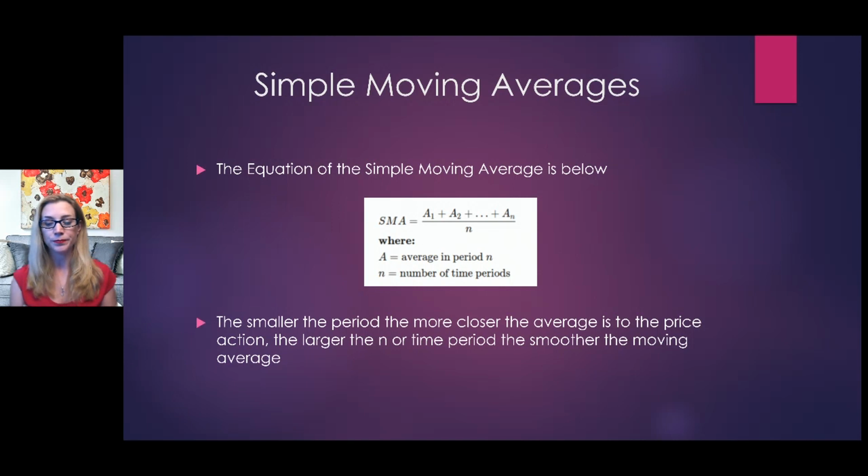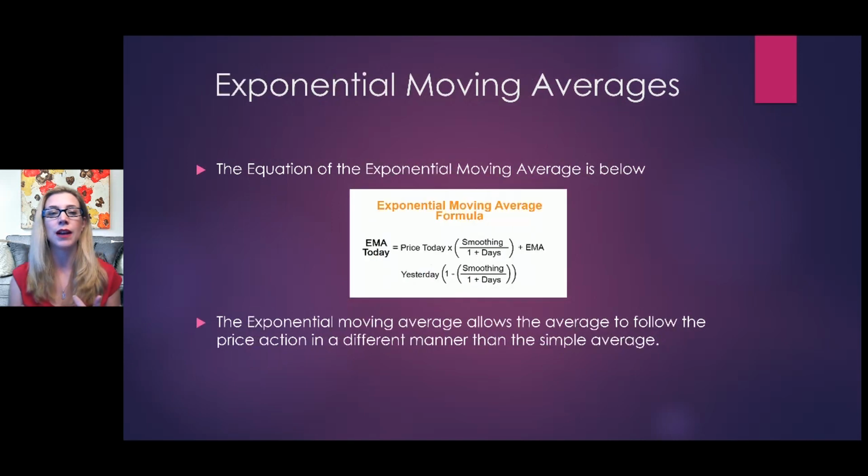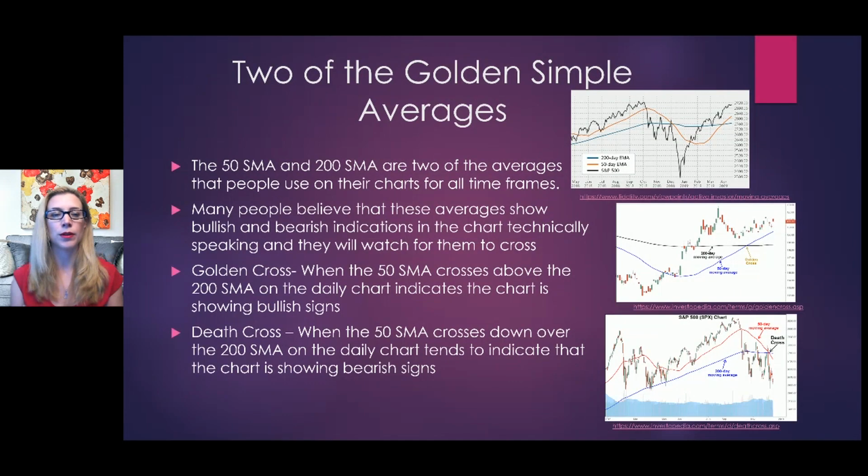The second one that we have is the exponential moving average. So the exponential moving average tends to be smoothed out a little bit more because of the exponential moving average formula, right? So we have the price today times the smoothing over 1 plus the number of days for that moving average, plus the EMA from the day prior. And the exponential moving average will allow it to be a little bit more smoothed out than the simple moving average. So let's check it out a little bit more.